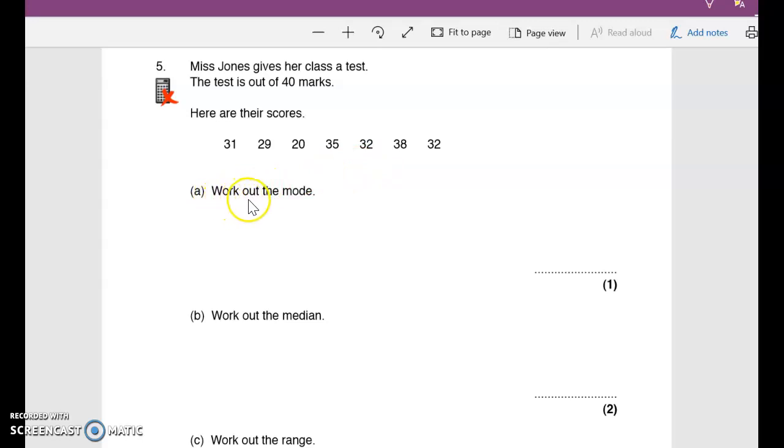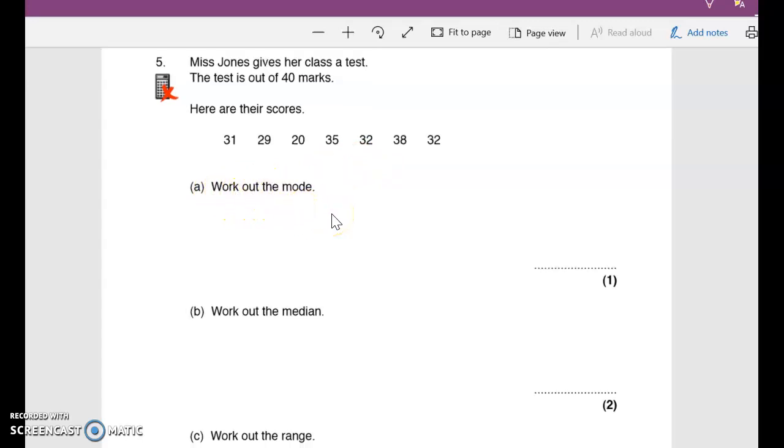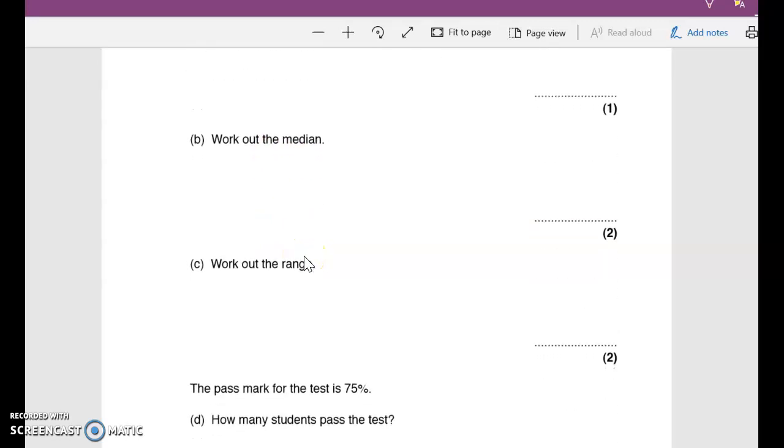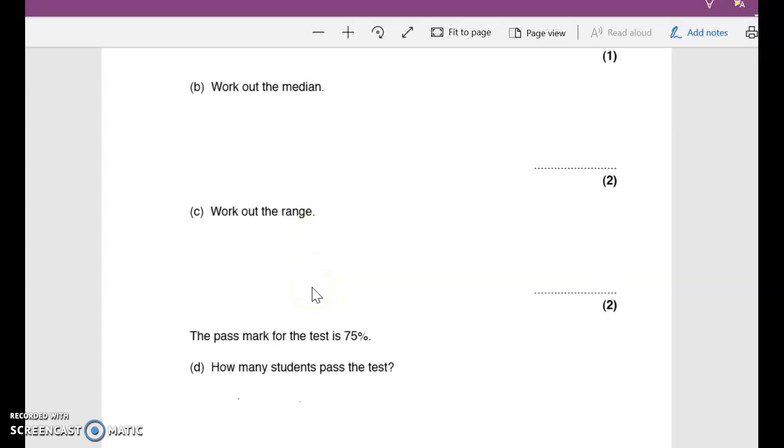So work out the mode, I'll let you do that. Work out the median, I'll let you do that. Work out the range, I'll let you do that. Watch the previous videos, they'll help you.